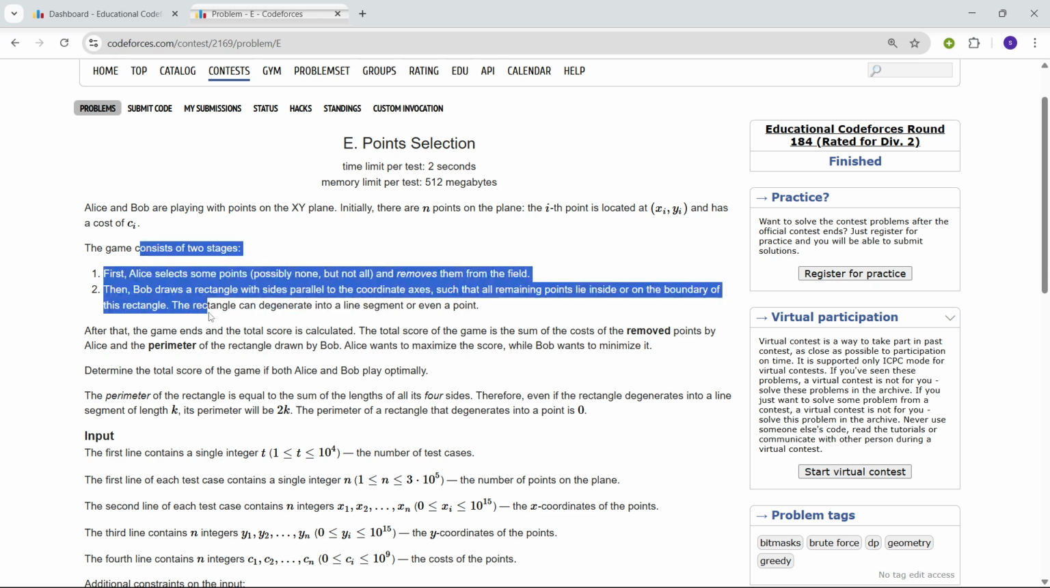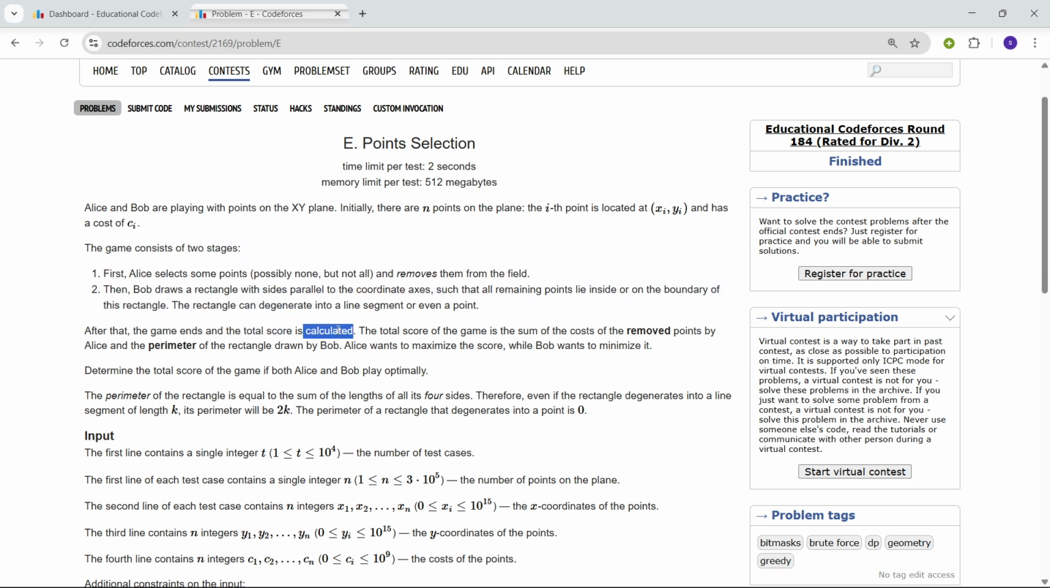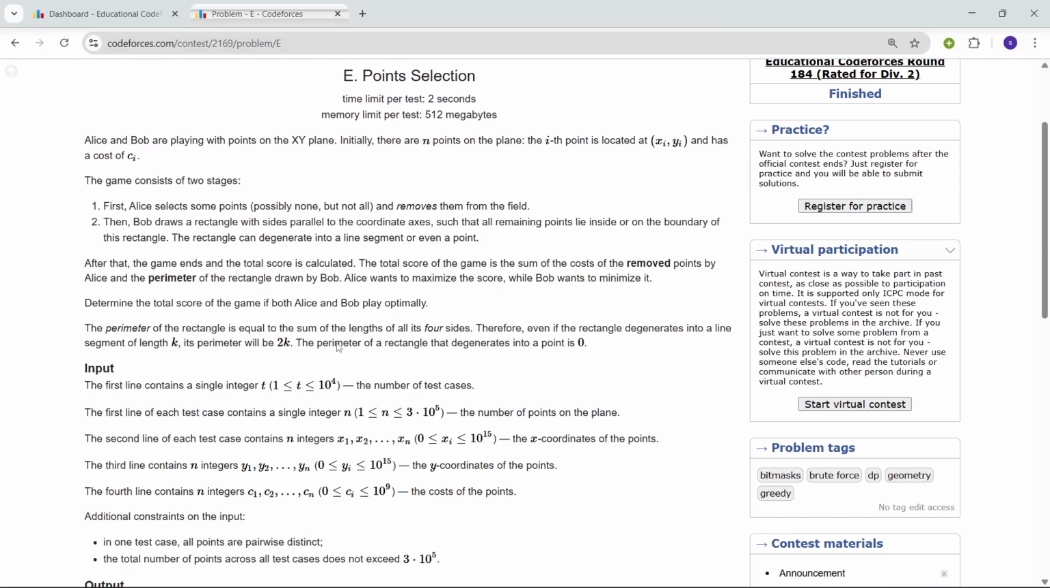After the two stages are complete, the game ends and the total score is calculated. The total score of the game is the sum of the costs of the points removed by Alice and the perimeter of the rectangle drawn by Bob. Alice wants to maximize the score while Bob wants to minimize it. We have to determine the total score of the game if both Alice and Bob play optimally.